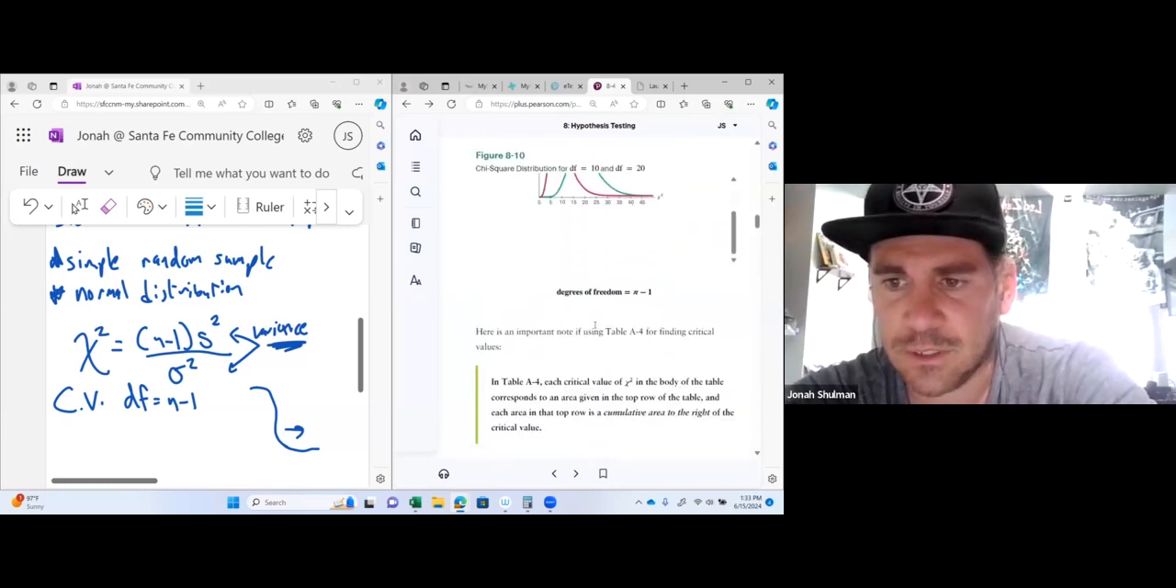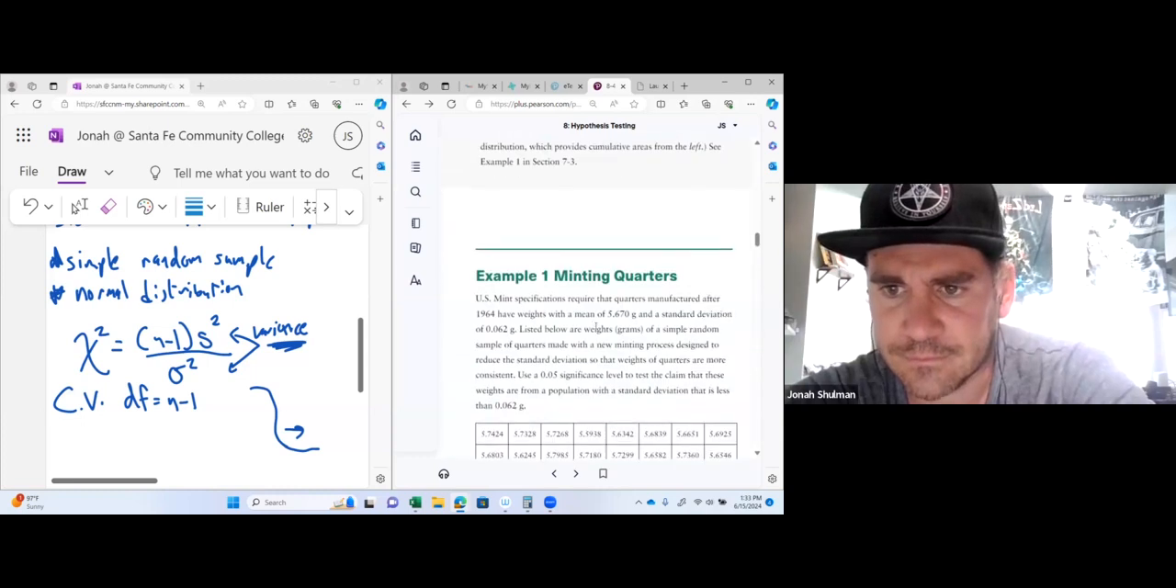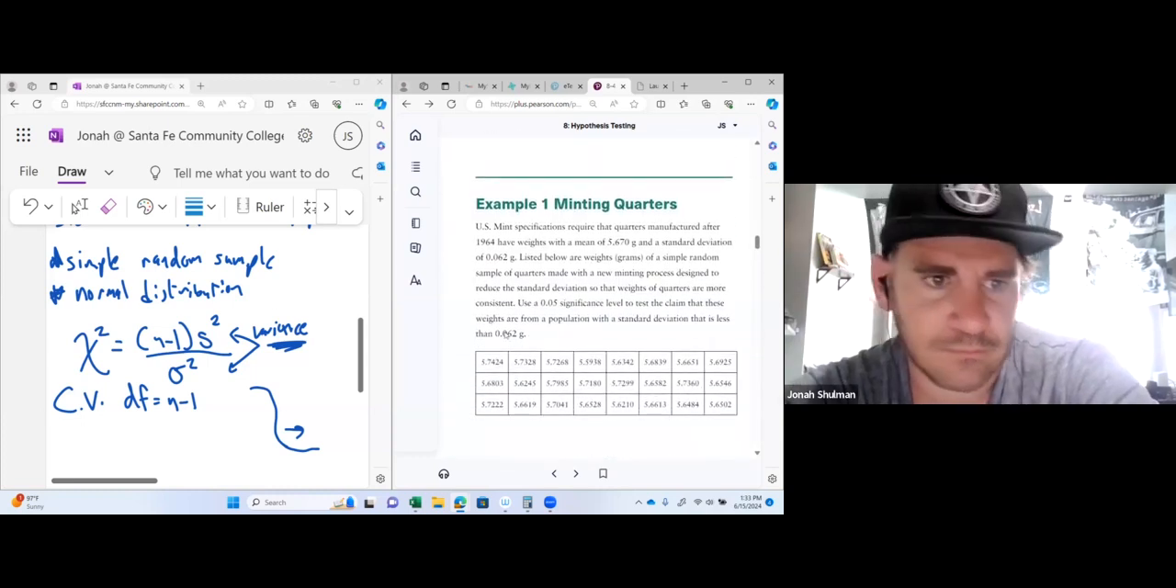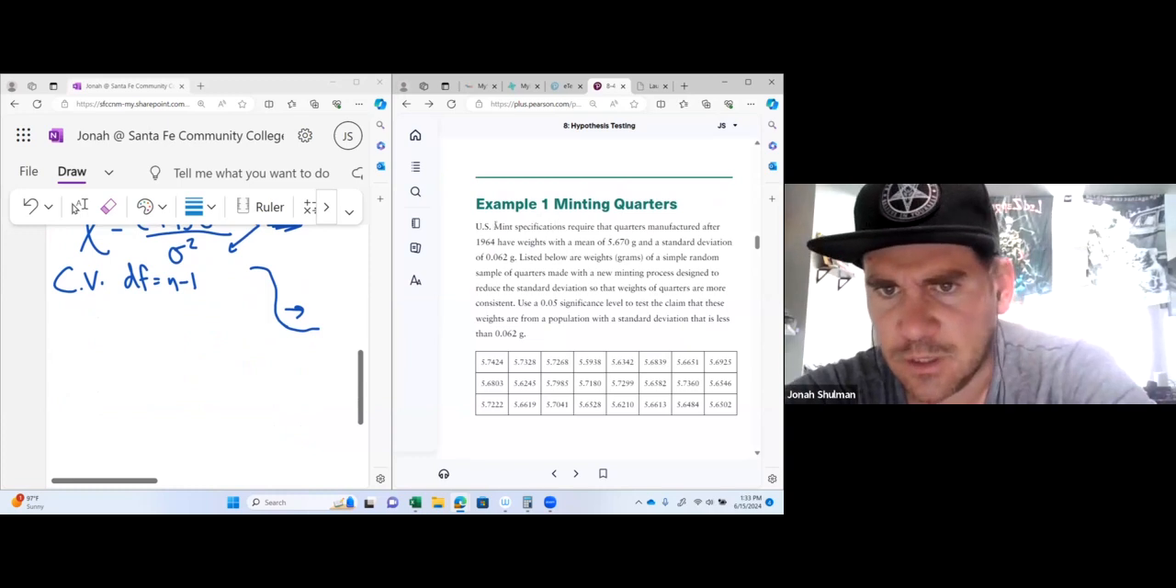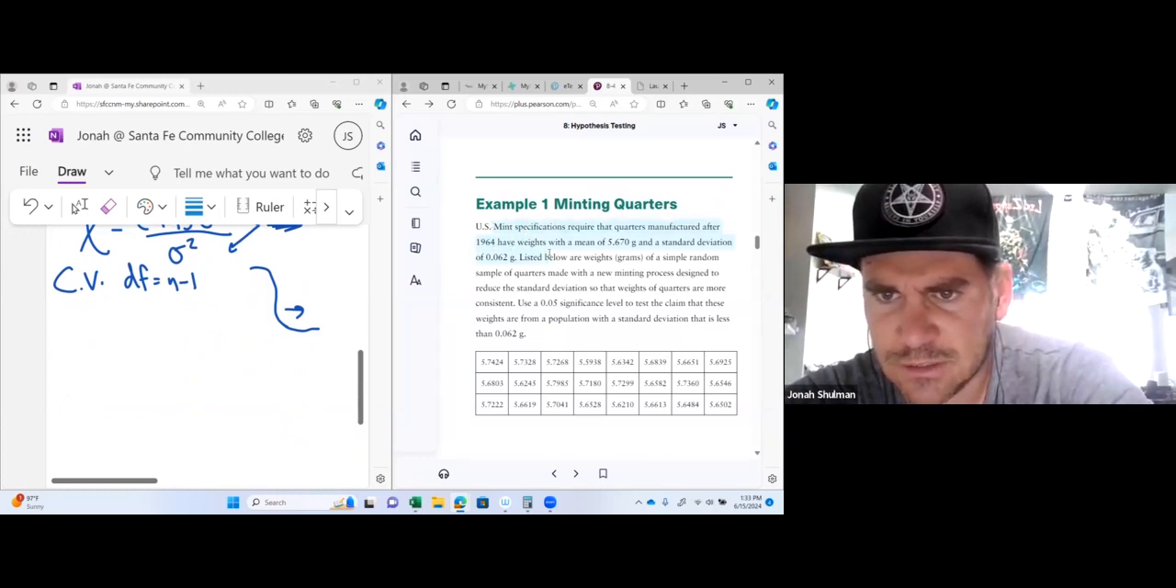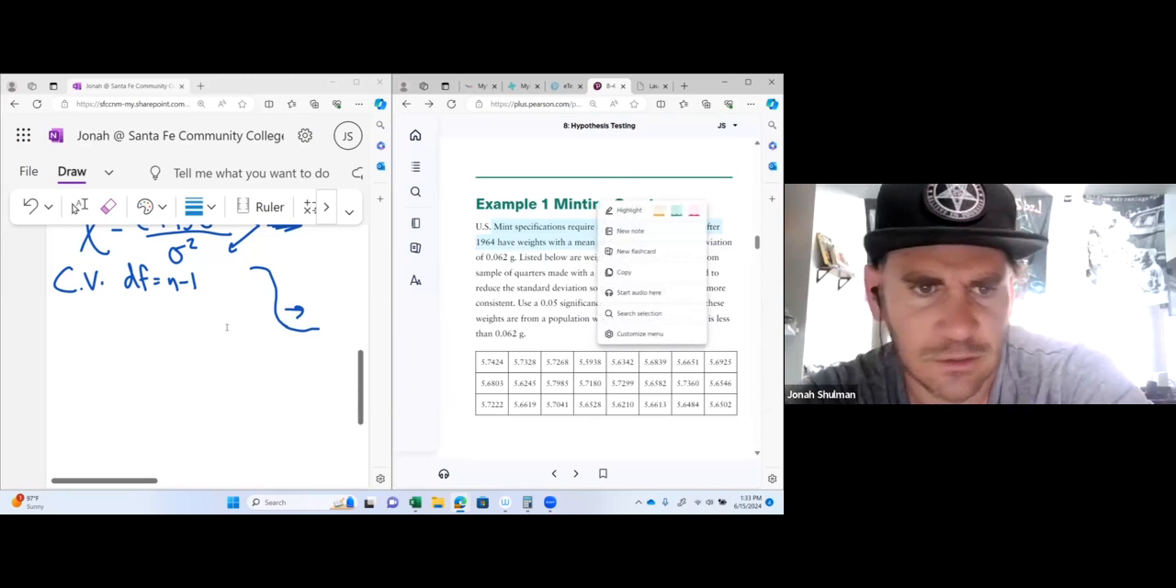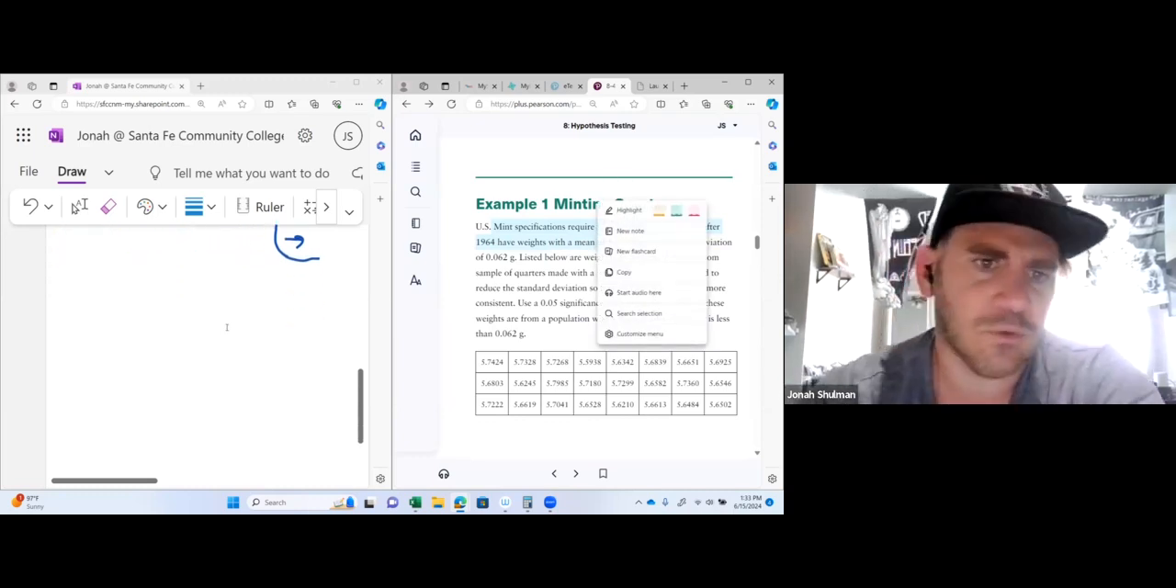Let's keep this idea going. Sweet, we got a problem. I've been waiting for a problem. So, U.S. Mint specifications require that quarters manufactured after 1964 have a mean. Okay, so here's our example one.